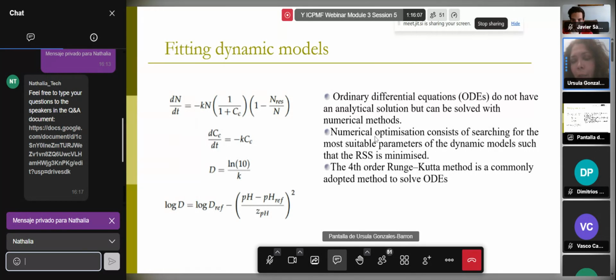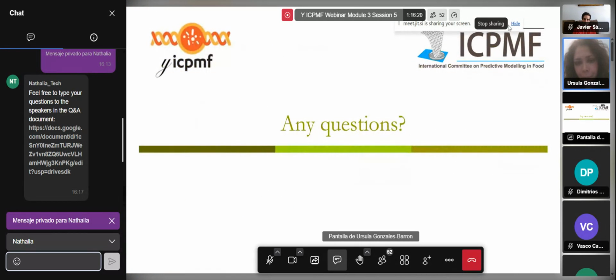And the numerical optimization will be done through the minimization of the residual sum of squares. Or we can alternatively use our R package. So this is all the introduction from my side, and I think the questions we can take at the end.